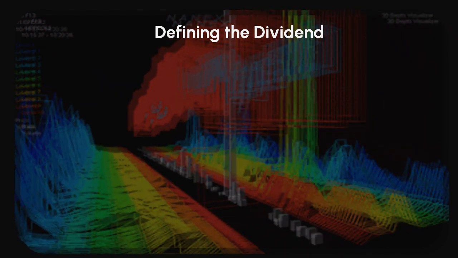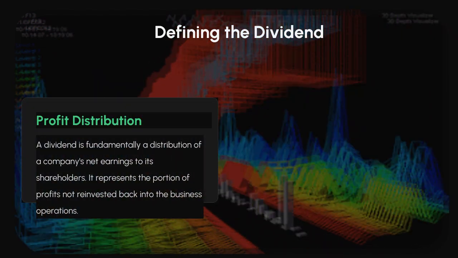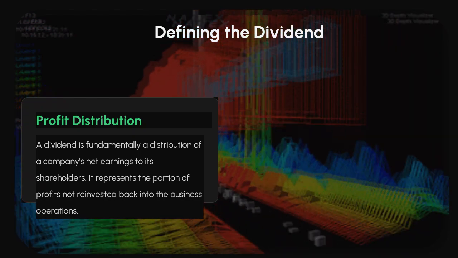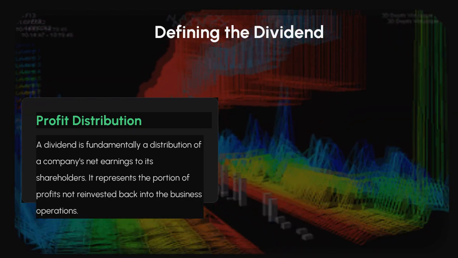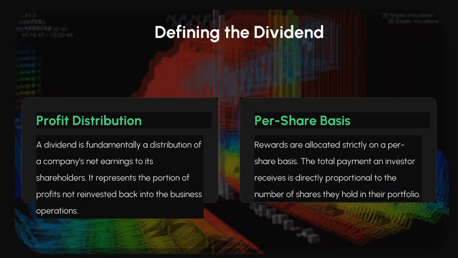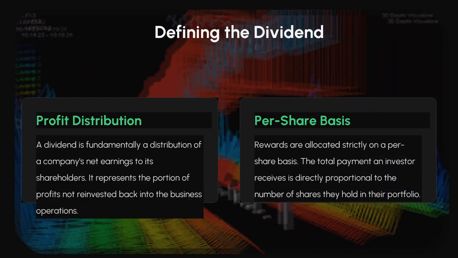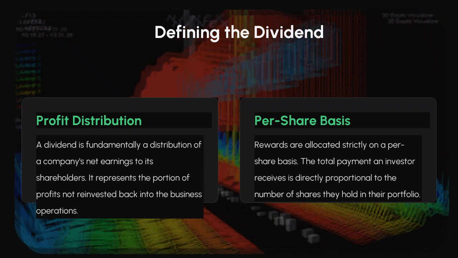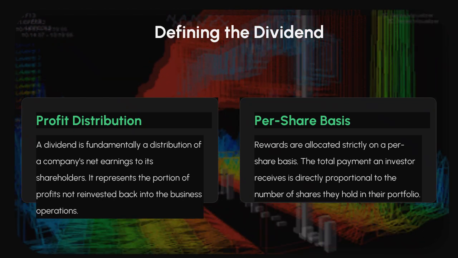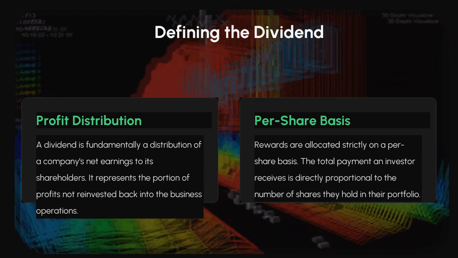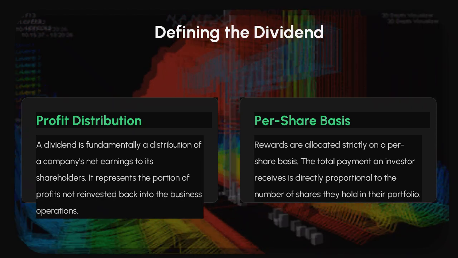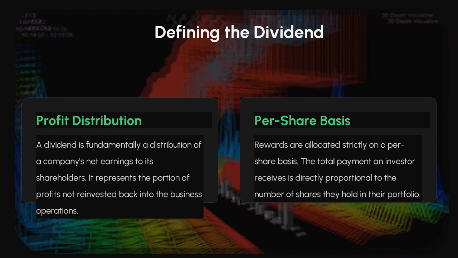At its core, a dividend is a distribution of corporate profit. It is simply a portion of a company's net earnings that the board of directors chooses to return to the shareholders, rather than reinvesting in the business. Crucially, this reward is allocated strictly on a per-share basis, meaning your total payment is directly tied to your ownership stake.